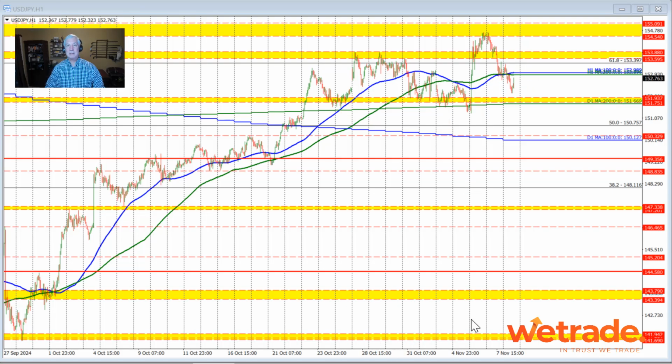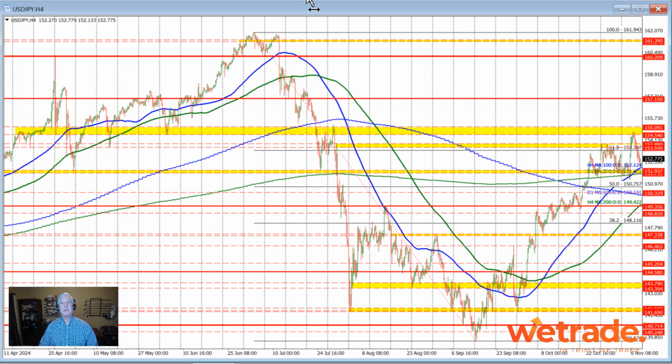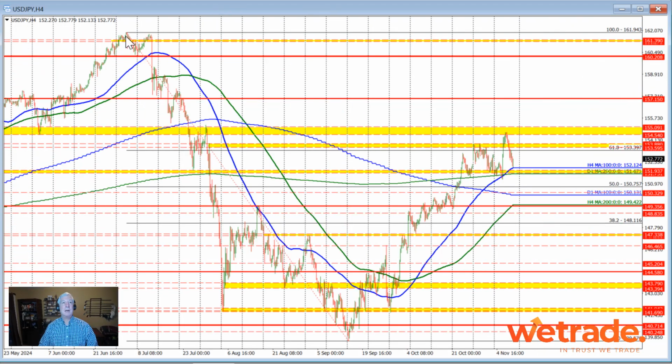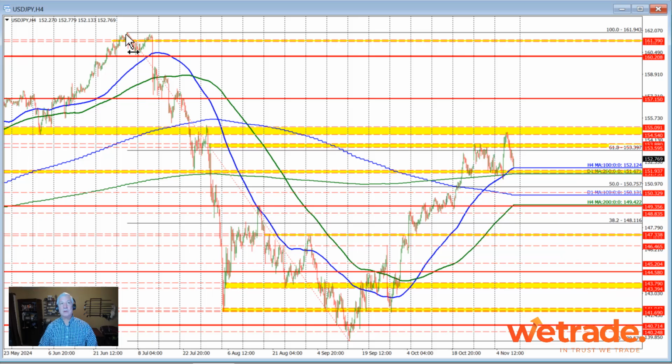I promised I'd take a look at the 61.8% retracement. You need to see that off of the 4-hour chart. If I go back to this high right here, this is the high price going back to July, to the low price that we saw in the month of September. The 61.8% retracement is at the 153.397 level. So getting above that level increases the bullish bias.